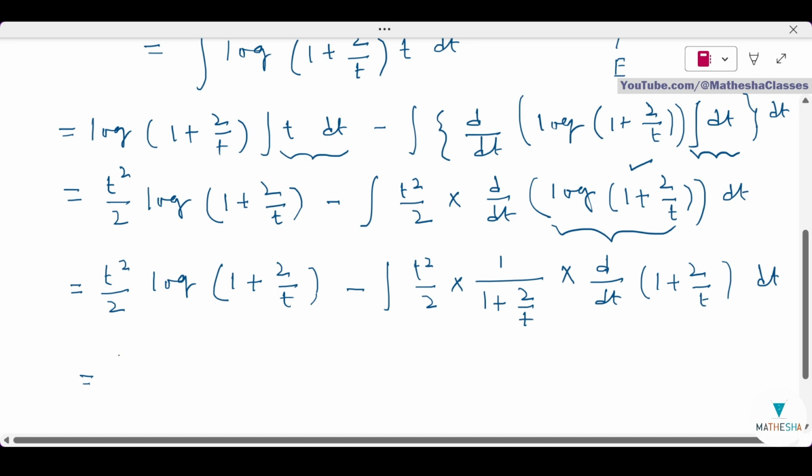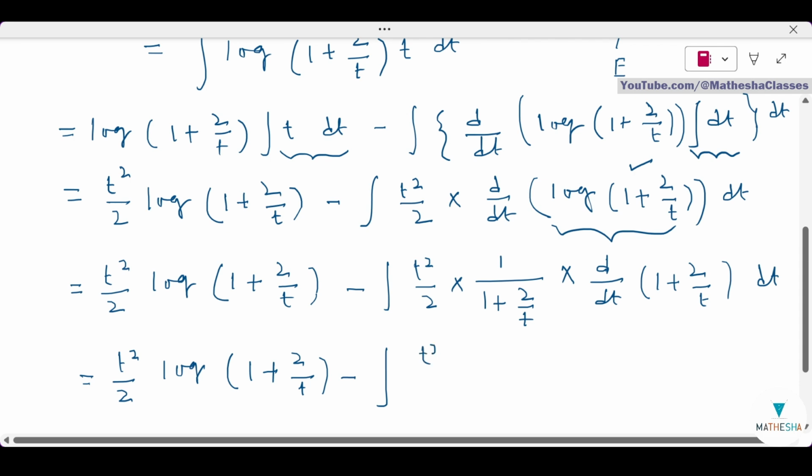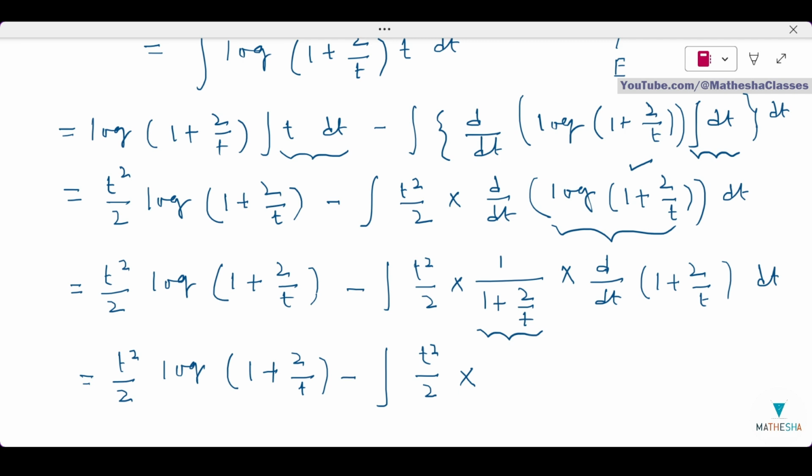So that will be equal to t square by 2 log of 1 plus 2 upon t minus t square by 2 times, for this we'll multiply both numerator and denominator with t, and so we'll be getting t upon t plus 2.